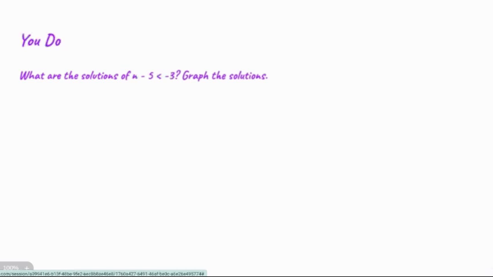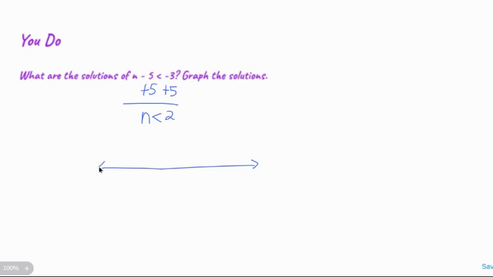Go ahead and give the you-do a try. All right. We'll go ahead and add 5 to both sides. We get n is less than 2. So again, use it as an excuse to practice graphing your solutions. We got 2. Once again, we got an open circle, but we're less than this time. So we're shading to the left.